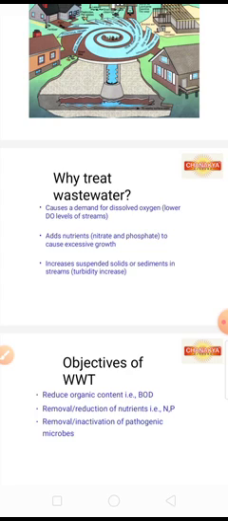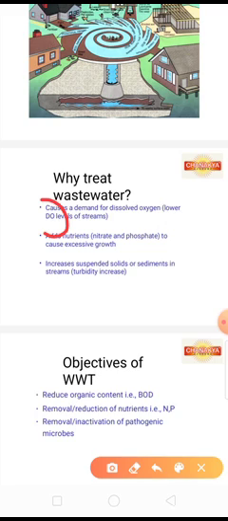Second, it adds nutrients that cause excessive growth, and then it increases suspended solids or sediments in the stream. Now see, when we are taking the wastewater, that wastewater will have some dissolved oxygen, that is DO. We call it DO, dissolved oxygen.